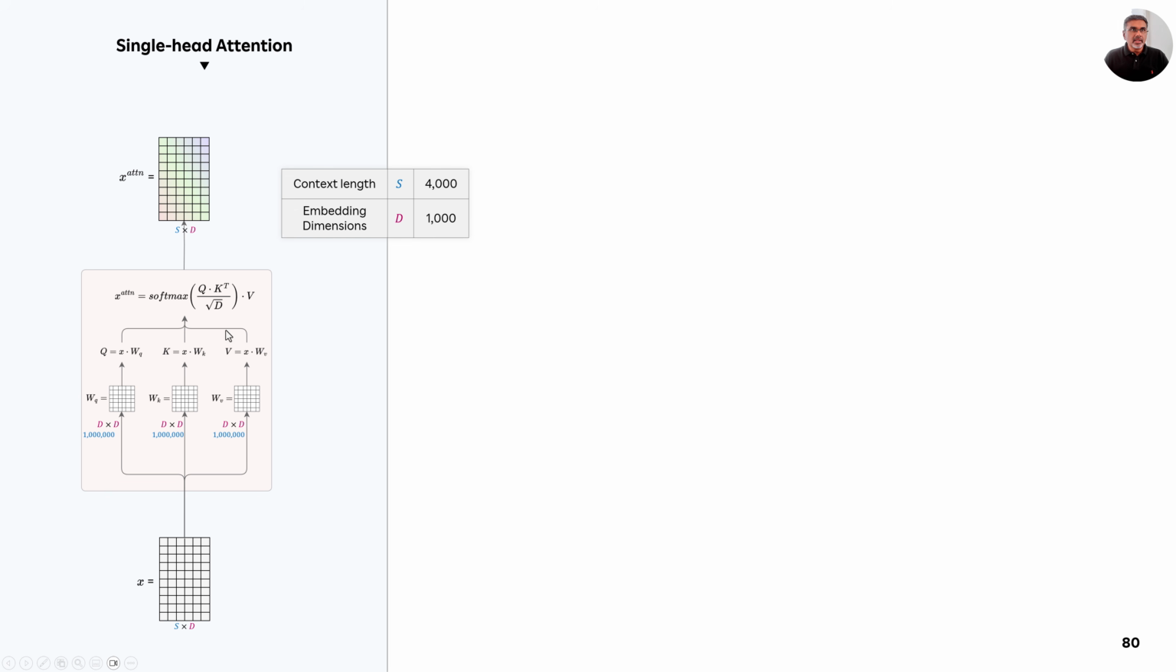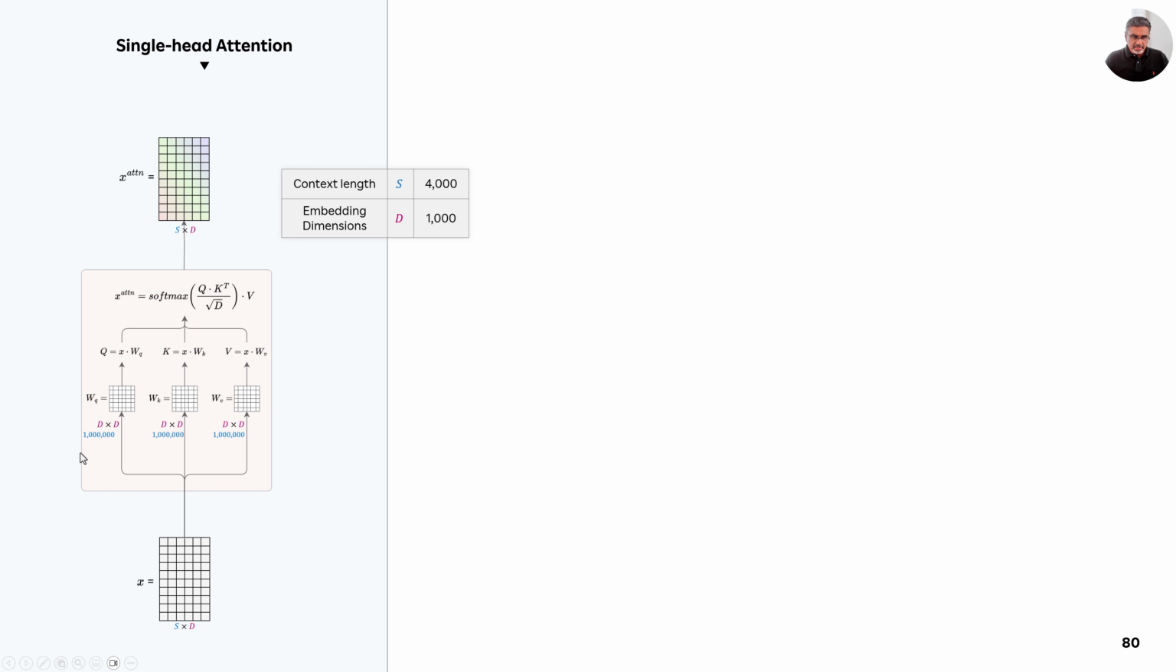So this is again single head attention. Let's assume that your context length, or S, is 4000, which means that this neural network is designed so that it can take up to a maximum of 4000 tokens at any given point in time. The number of rows S is 4000, and it has an embedding dimension D of 1000, which means that the total number of columns, the total number of features for each of the words, is 1000. In single head attention, you make these copies of query, key, and V of X via the WQ, WK, and WV matrices, which are the trainable weight matrices.